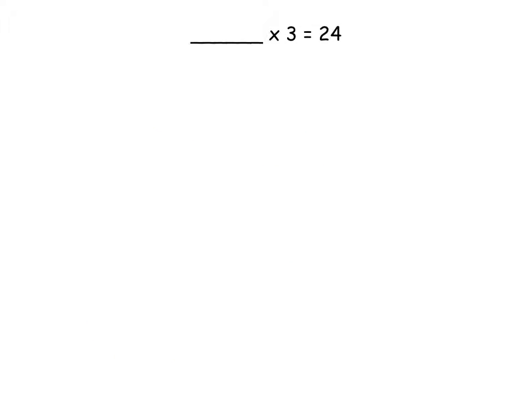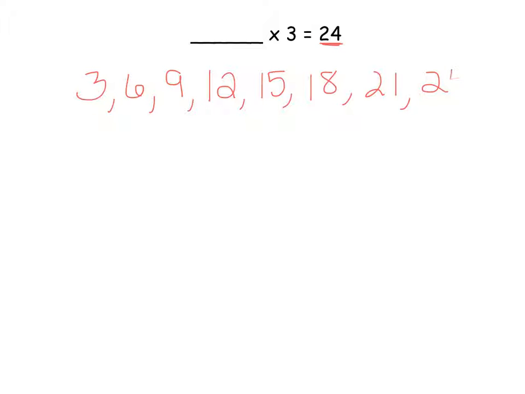Now I want to solve blank times 3 equals 24. We can skip count to track the number of 3's to solve. So we're going to count up by 3 until we get to our product 24. So 3, 6, 9, 12, 15, 18, 21, 24. And I can stop there because I just counted up to my product 24.